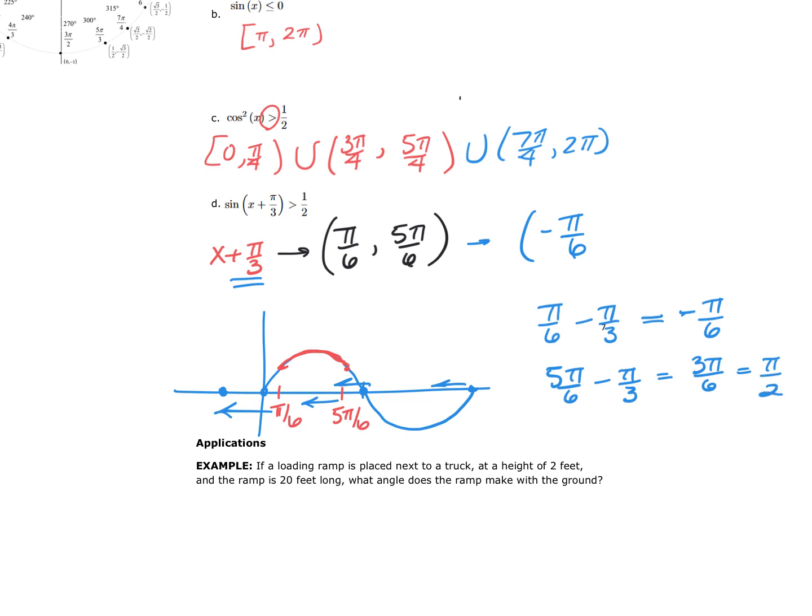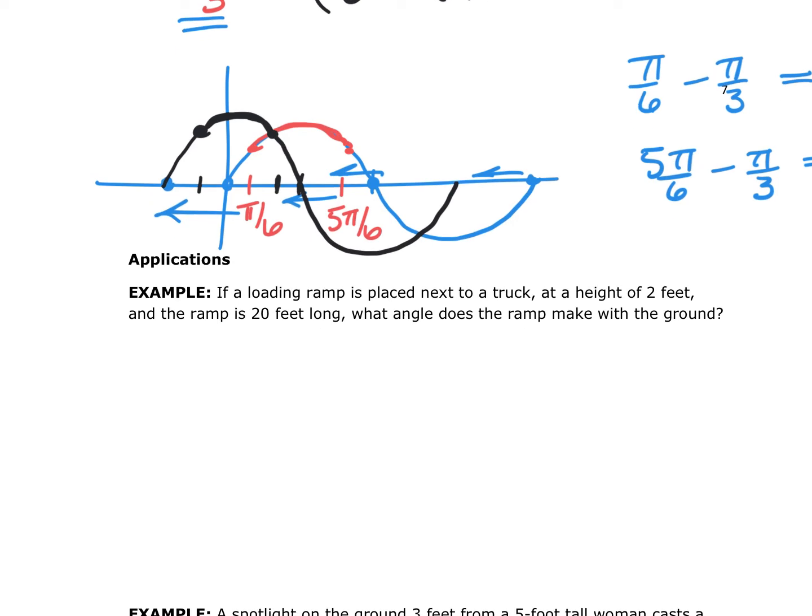So my sine wave has moved. It looks like this now. So starting at negative pi 6 and ending at pi halves, so wherever pi halves is. So from here to here, there's my movement. So from negative pi 6 to pi halves is the solution for this. So you can still solve the inequalities even with a phase shift.